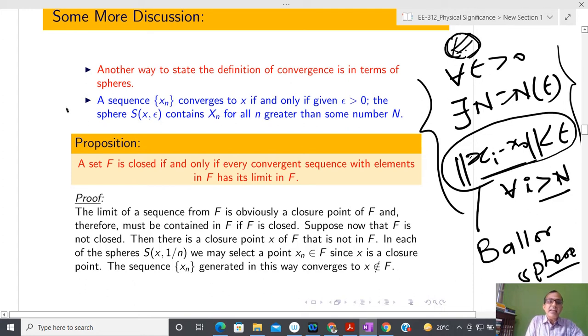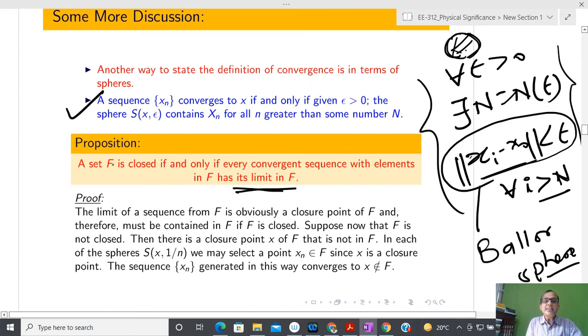Okay, same kind of things I have written here. A set F is closed if and only if every convergent sequence with elements in F has its limit in F. We have already defined closed using the help of closure. Using the help of topology, we have defined the meaning of closure.